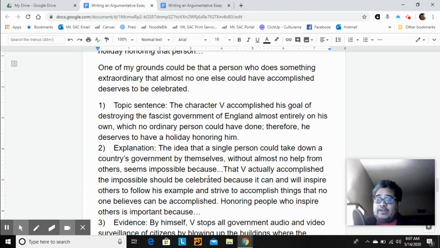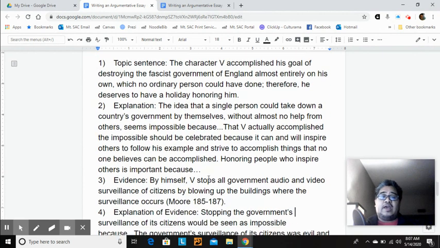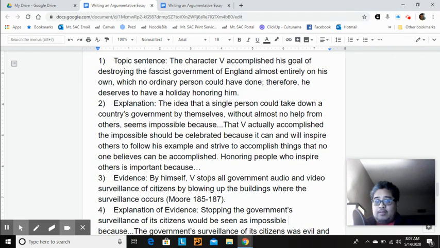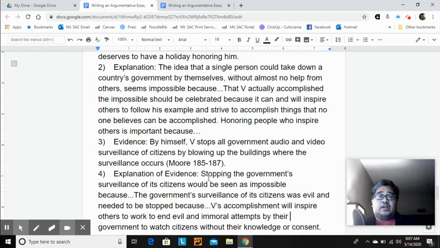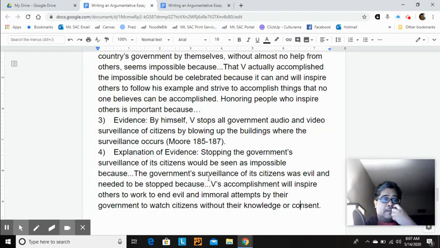I'll also need to provide evidence from my primary source, which is the graphic novel V for Vendetta. So I can pull from pages 185 to 187 and say that by himself, V stops all government audio and video surveillance of citizens by blowing up the buildings where the surveillance occurs. And this will be my central piece of evidence in this paragraph. I'll need to explain how that evidence supports my grounds. How does that prove that readers should accept my grounds?